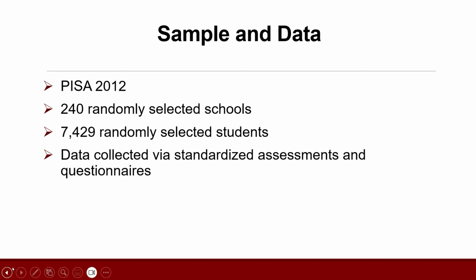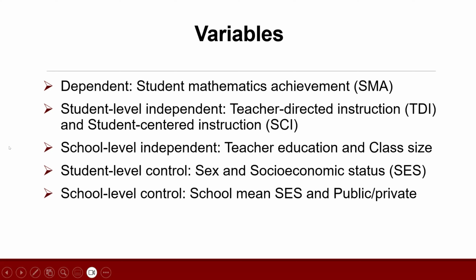So the key variables that we looked at in our study, the dependent variable, of course, was the student mathematics achievement. And then student level independent variables were the TDI and the SCI. And as I mentioned earlier, the school level independent variables were teacher education and class size. And then at the student level, we controlled for sex as well as socioeconomic status. And then at the school level, we controlled for the school mean SES and whether the school was public or private.